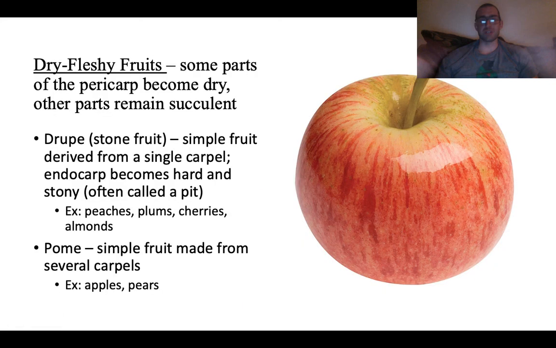We then have dry fleshy fruits, where in this case our pericarp, some parts remain succulent, other parts get dry. And the two big examples are our drupes, or our stone fruits, such as our peaches, plums, and cherries. And our pomes are apples and pears.